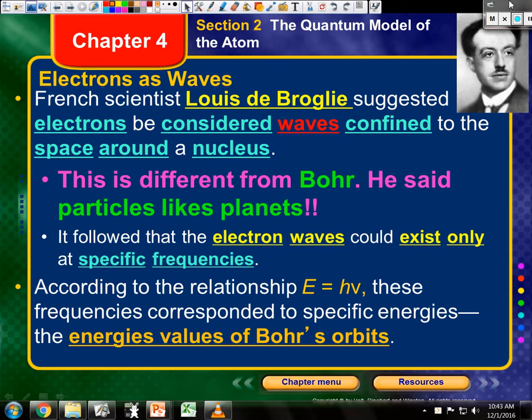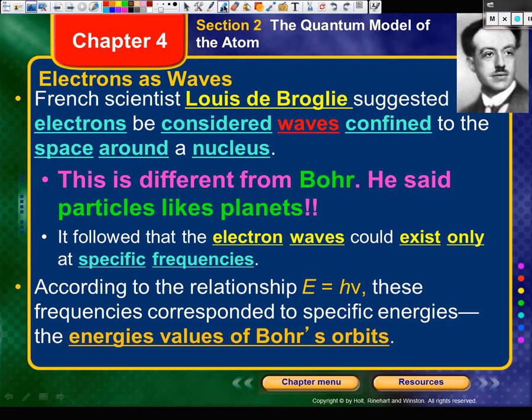French scientist Louis de Broglie suggested electrons. Now again, we're not talking about light. We're talking about the electrons running around an atom can be considered waves. That is very important. So you need to know de Broglie said that they act like waves. But he also went a little bit further. He said they are confined to the space around the nucleus. Is that something we already know is true? Yeah, because if you didn't have the electron clouds, you wouldn't have an atom. That's the whole purpose of this. But they travel like waves.